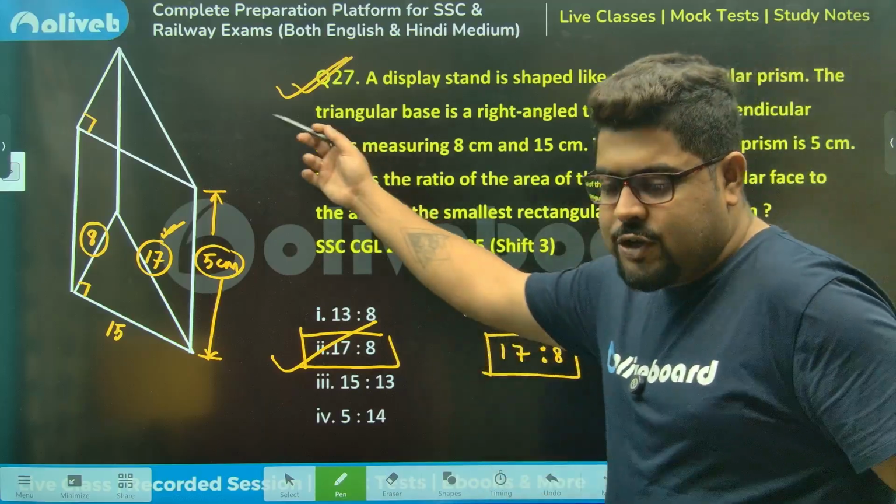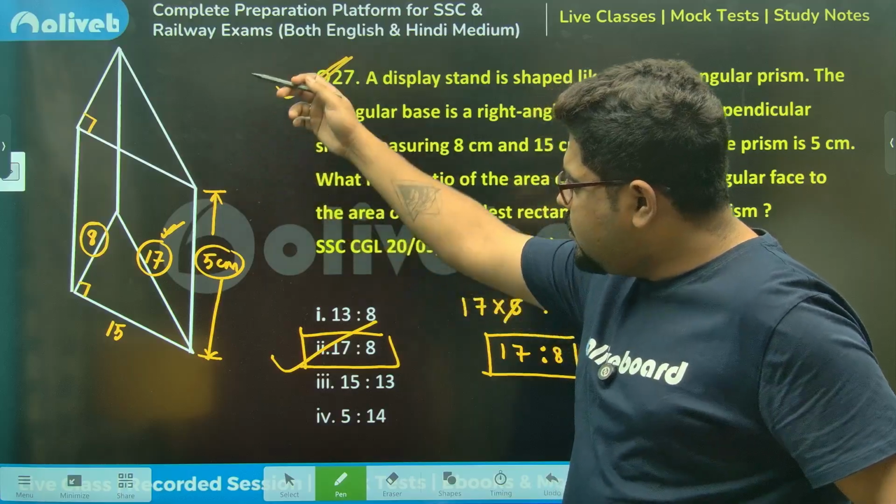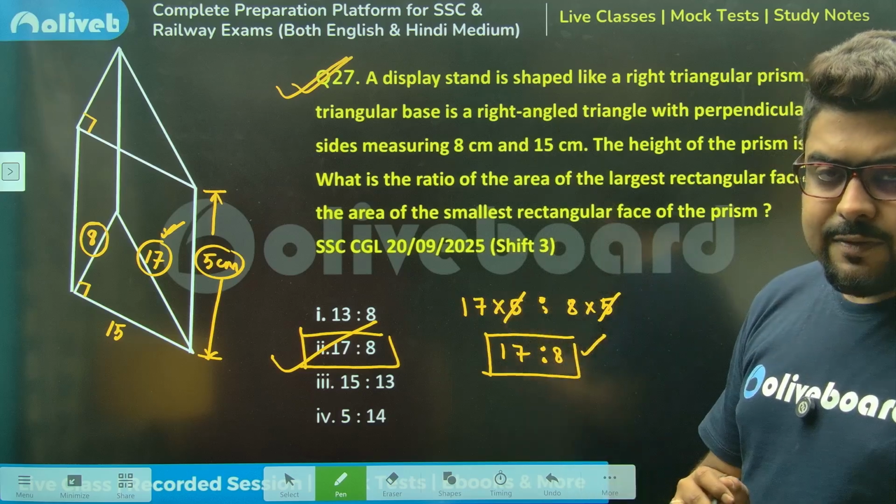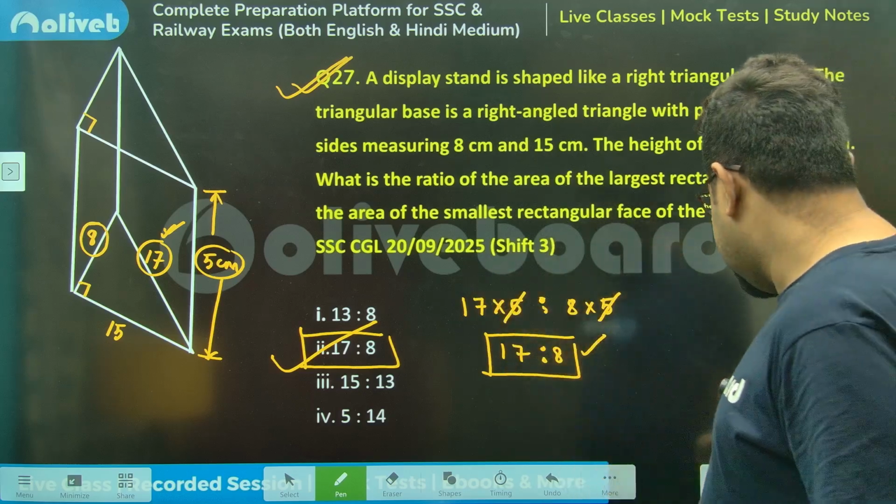Now again, if you could visualize, you could do this without making the diagram and stuff. Simple questions. Next one, please.